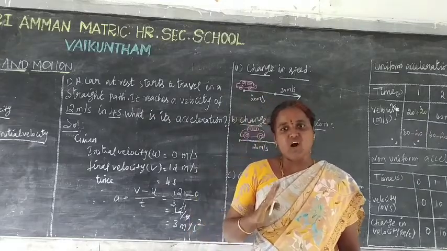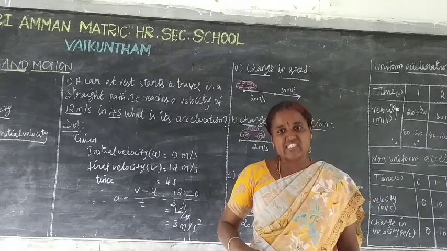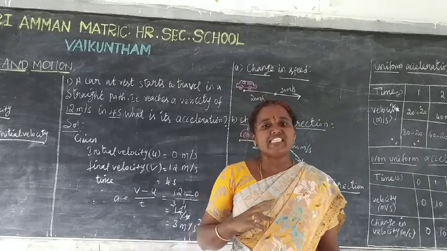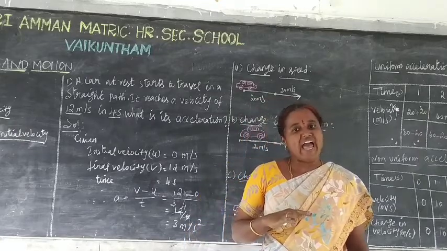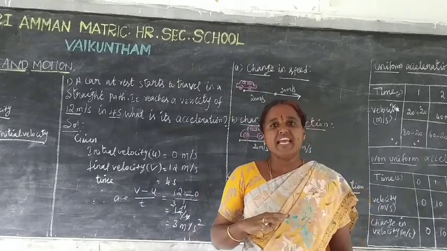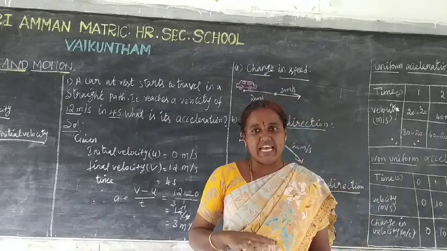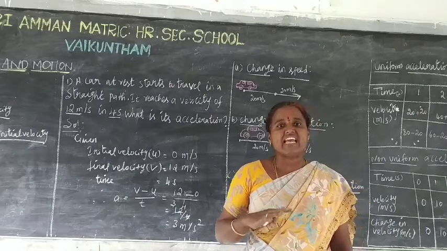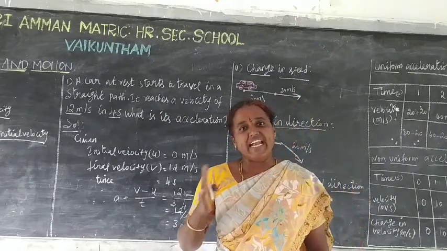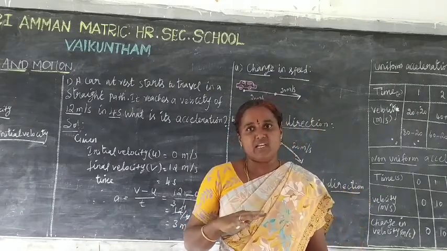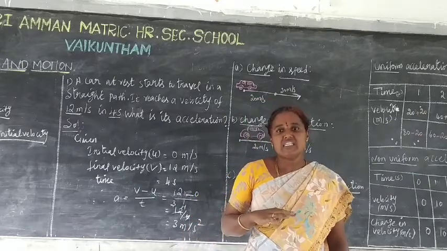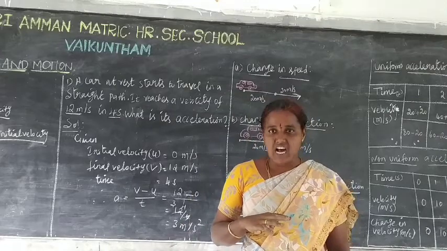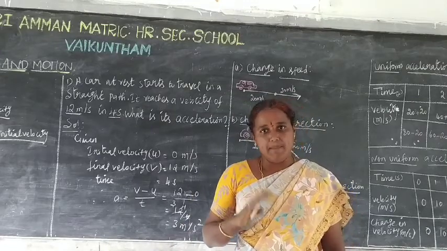If the velocity of an object decreases with respect to time, then the object is said to be in negative acceleration. For example, a car stops when brakes are applied.